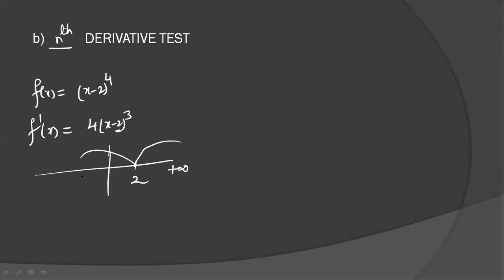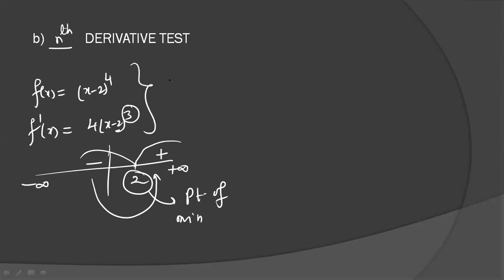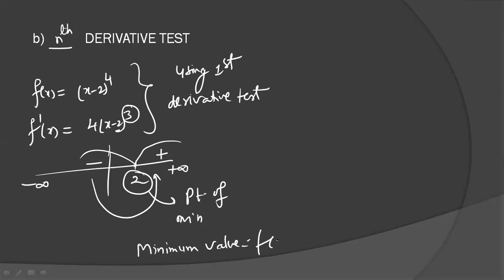Now see, you can see the power is odd. Odd power is tackled as a linear power because linear is also an odd number. You can see my lecture 40. So the sign will be plus minus. When you are changing from minus to plus, this is the point of minima. So using the first derivative test, it is very easy. x equal to 2 is the point of minima and the minimum value is f at 2, or 0.